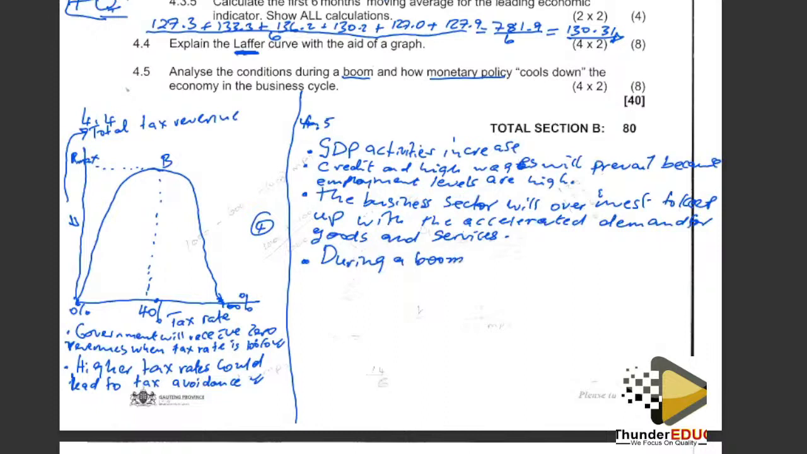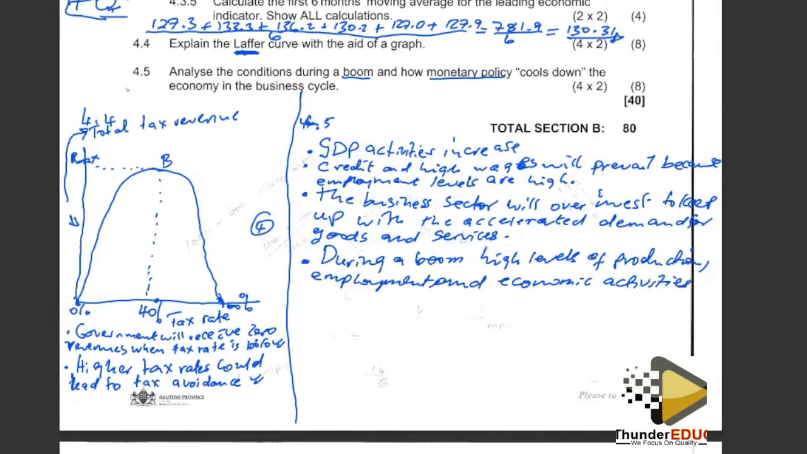So the last bullet, we are saying that during a boom, high levels of production, employment and economic activities will prevail. Okay, right, great talks. So now at this level, we have actually completed our question 4.5. So now let's move on to our last section.